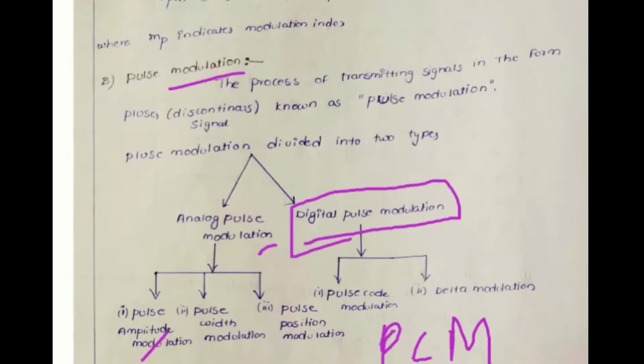The first one is pulse amplitude modulation, in which the amplitude of the pulse is varied according to the amplitude of the analog signal. The amplitude of the carrier signal is varied. In pulse width modulation, the width of the pulse is varied, but in pulse amplitude modulation the width of the pulse is constant.